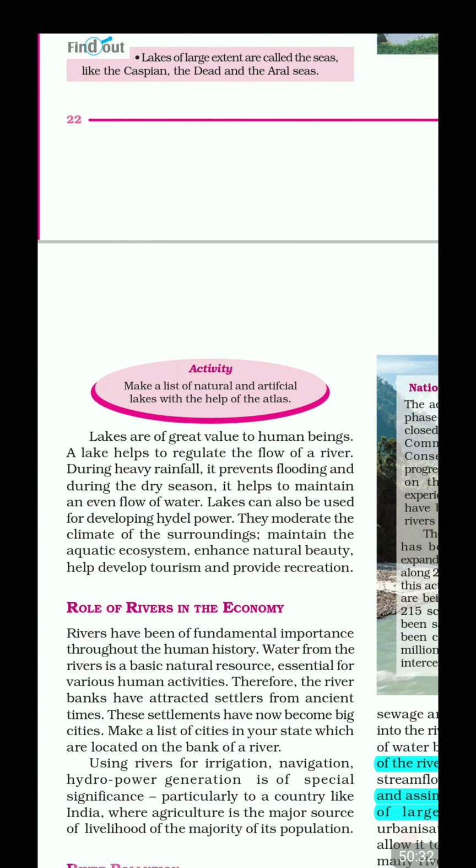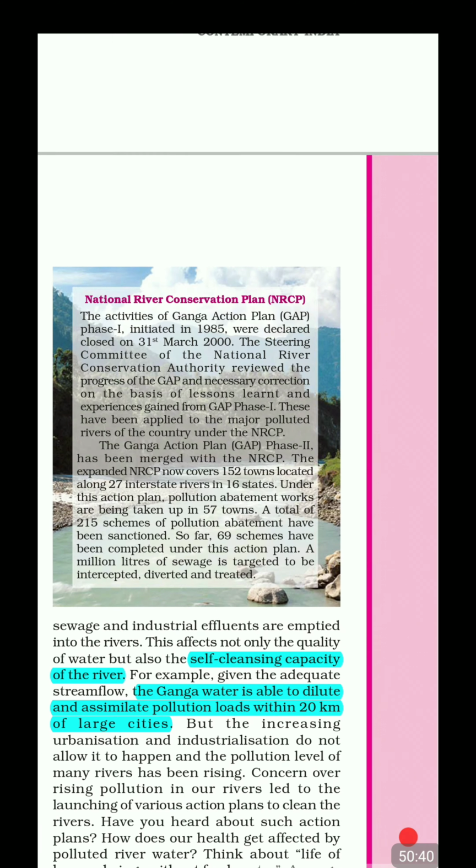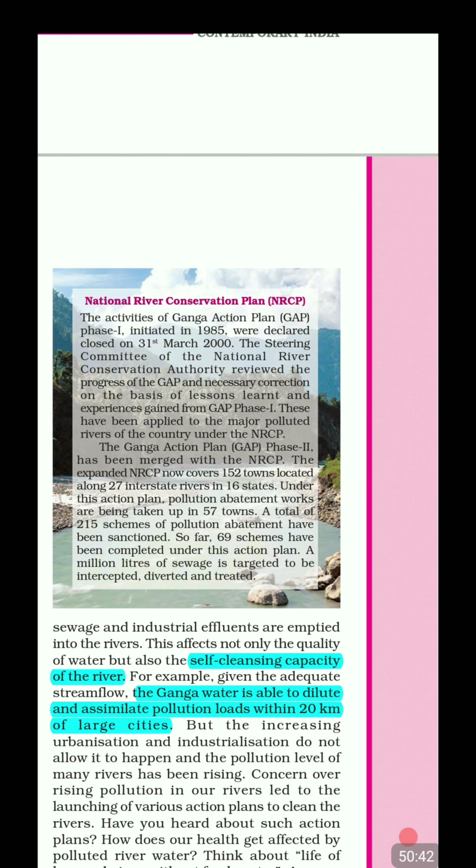Yes. Next, we move to river pollution. If we discuss river pollution, rivers have a self-cleansing capacity. They can assimilate the dust, the pollution, and all the chemicals. For example, the Ganga River can assimilate the pollution up to 20 kilometers from the region of the flow of a big city, right? So it has healing capacity, but beyond a point, it will give up.